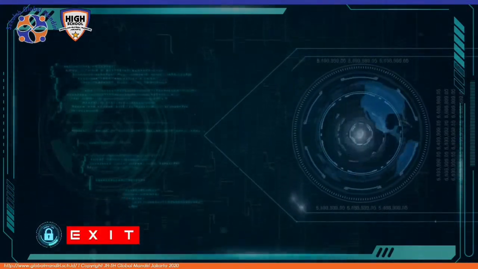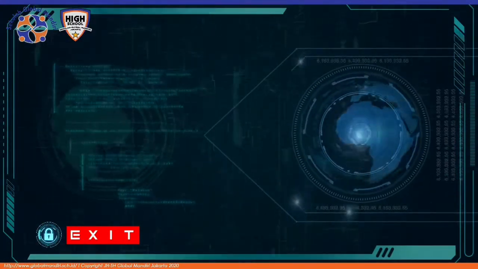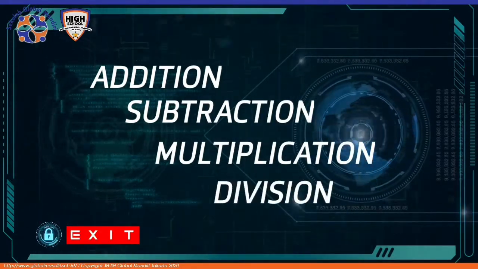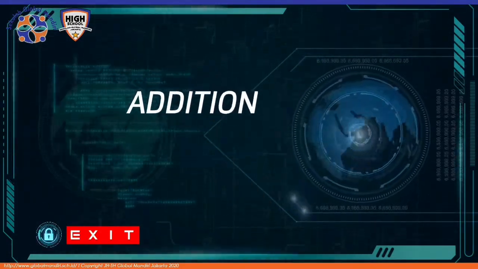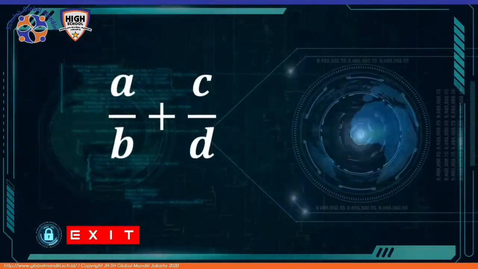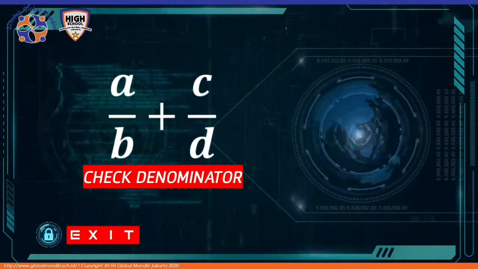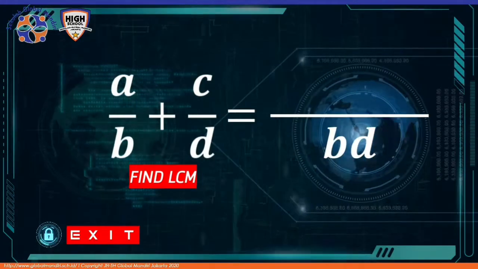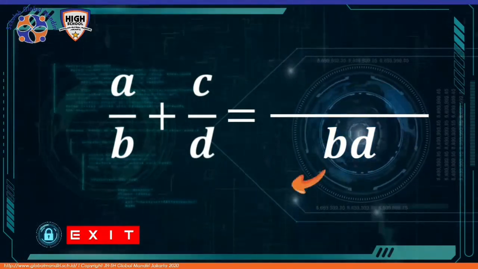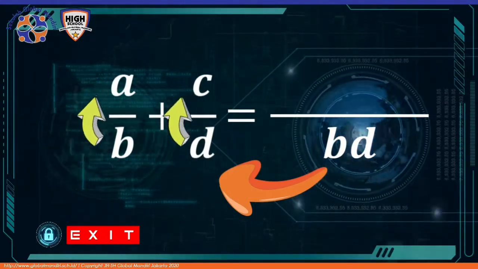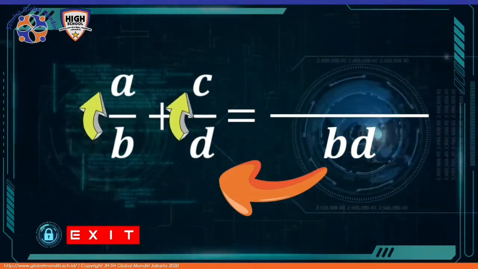In operation of fraction, we know 4 operation, which is addition, subtraction, multiplication, and division. For addition, this one that we have to do, we check the denominator of these two fractions. Then we find the LCM of this fraction. After that, we divide the LCM with the denominator, then multiply with the numerator. So now we have this kind of form.